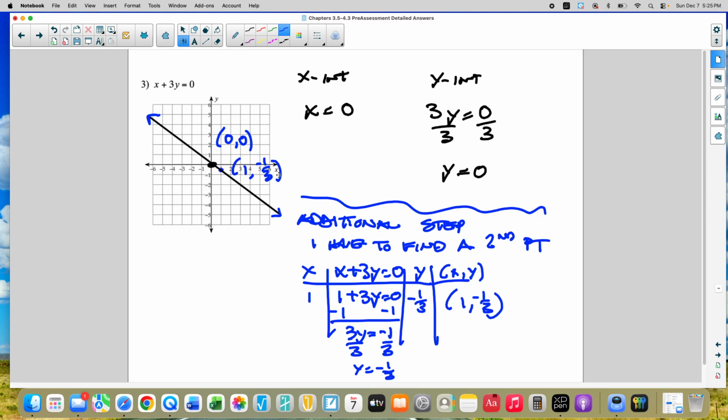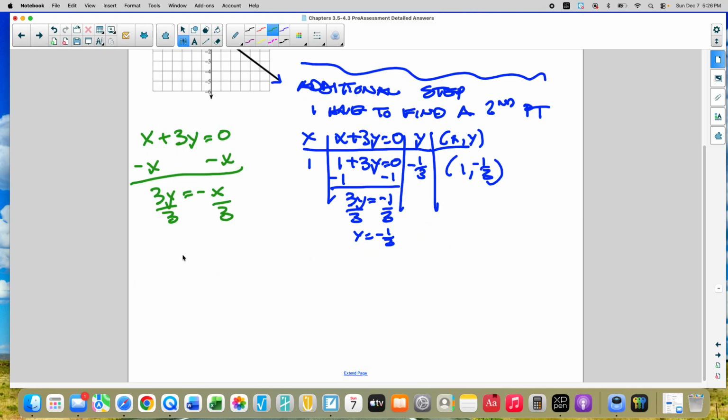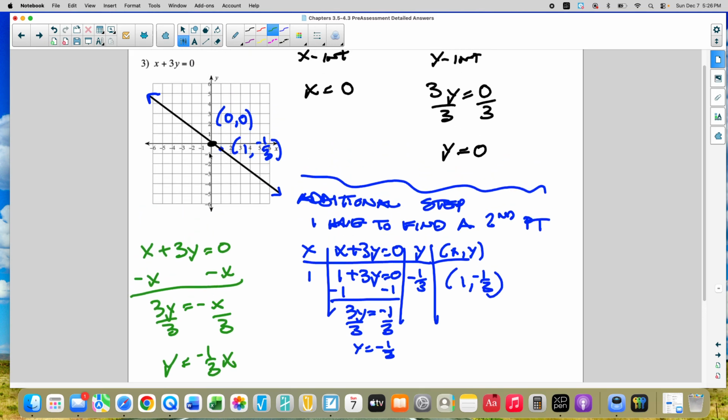That's fine. The other technique you could have done is take the equation x plus 3y equals 0 and solve for y. Subtract x, 3y equals negative x, divide by 3, and we get y equals negative 1/3 x. So we know my y-intercept is 0. We already plotted that, but here's my slope. So I could have gone down 1, right 3, which is right here. So we could have found an additional point in that manner.